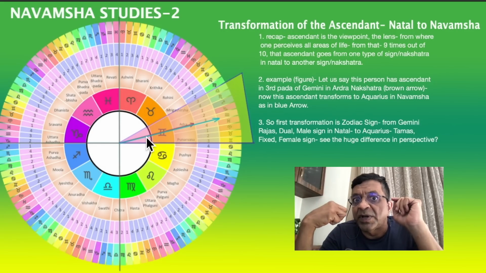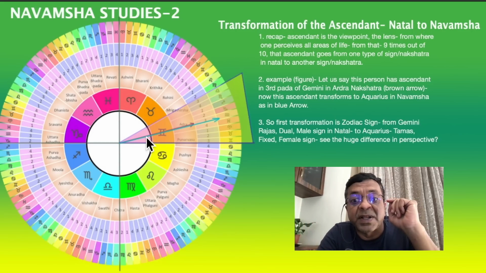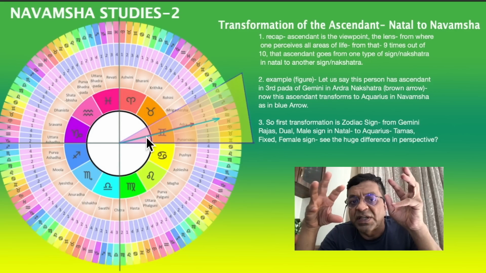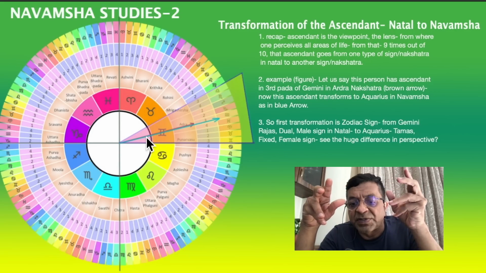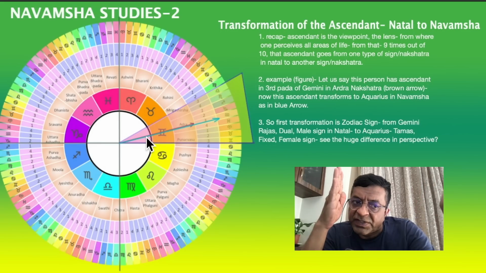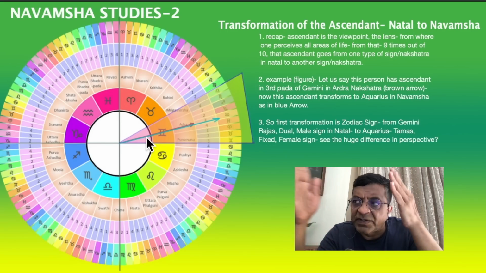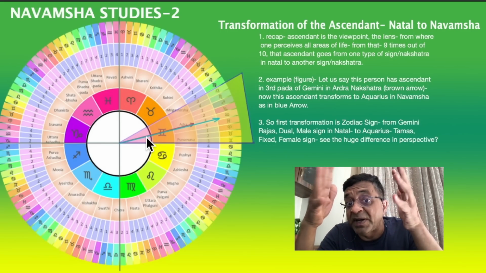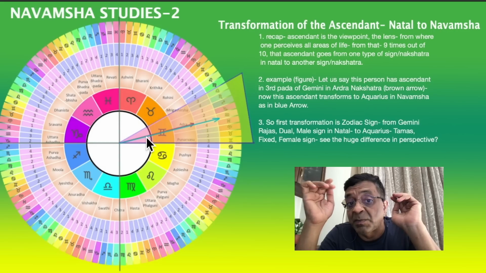That means it's all about internal processing. Gemini is a male sign. It wants to go outward and explore. Okay? So the huge difference in perspective that arises in the person going from before 36 years of age to after 36 years of age is quite apparent in just this one tiny example.